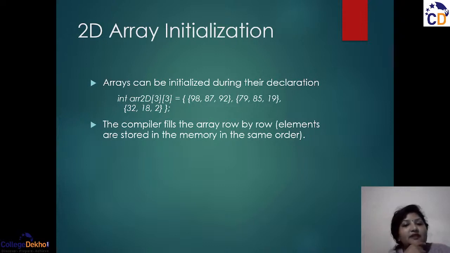The compiler fills the array row by row. Elements are stored in the memory in the same order. You cannot change the order because I told you it's a homogeneous collection, and you cannot jump from this room to the outside room. Some index is followed, so you need to follow the index, and as you follow the index, you are following the values also. At this index this value is saved, at this index this value is saved, at this index this value would be saved, right?